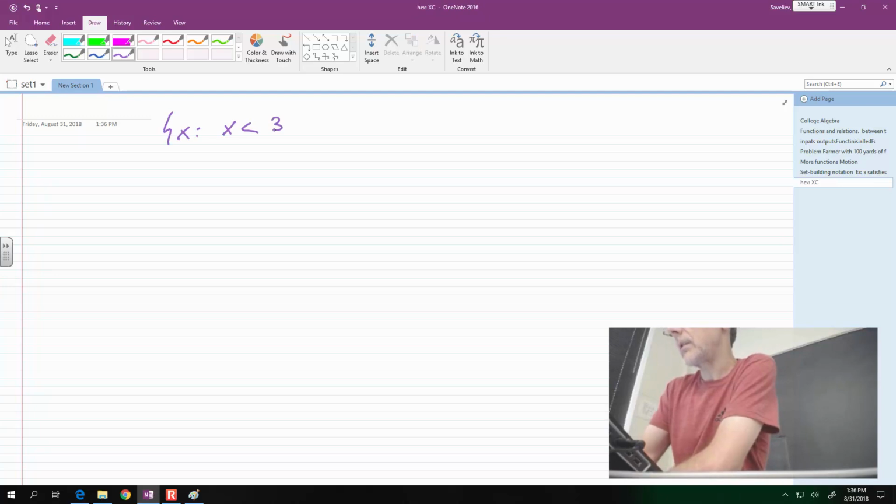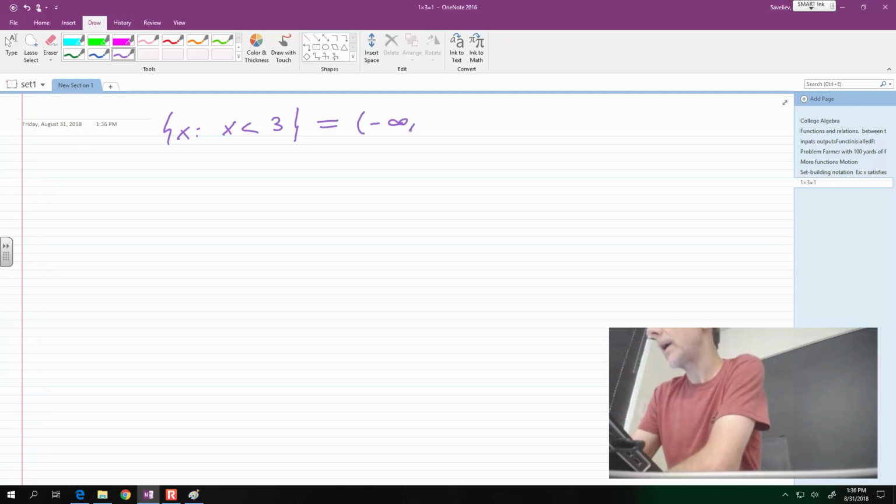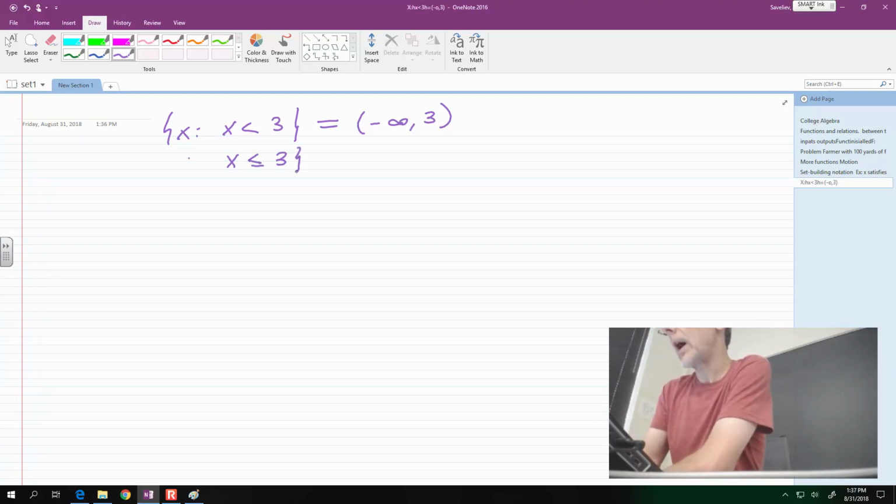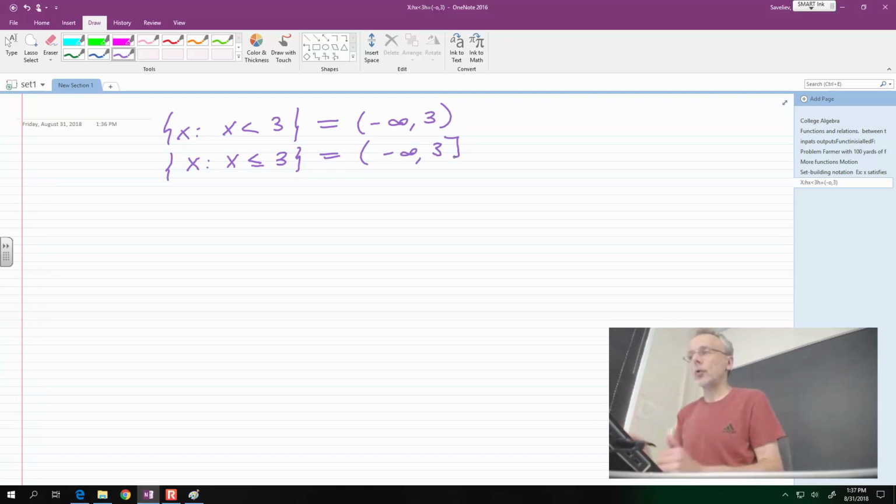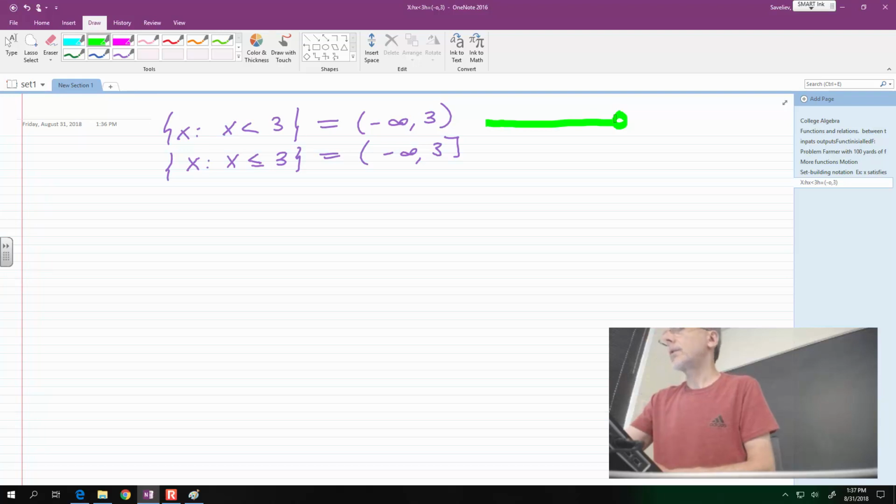x less than 3. So it is once again set building notation followed by the interval notation, 3 excluded. If I have non-strict inequality, I will include it. Negative infinity, 3 bracket. Okay, so that way I have four types of infinite intervals or rays. So either it goes to the left, all the way to the right, or to the left or to the right. So this one looks like this, from negative infinity to 3, from 3 to infinity.